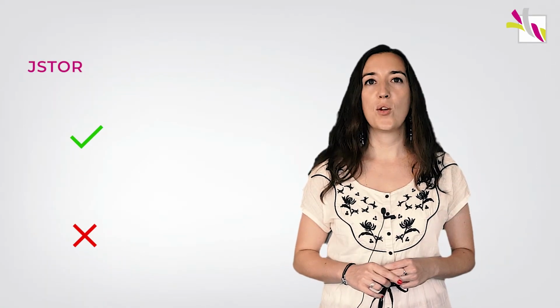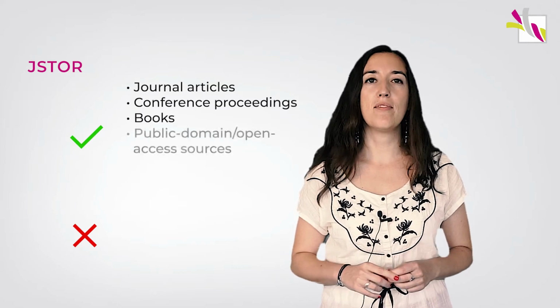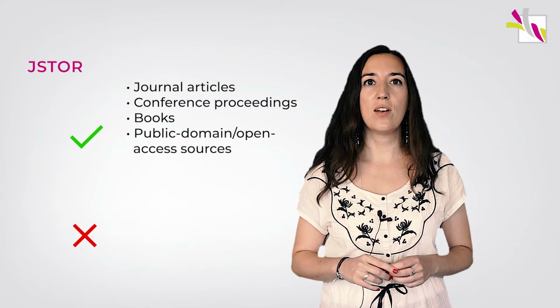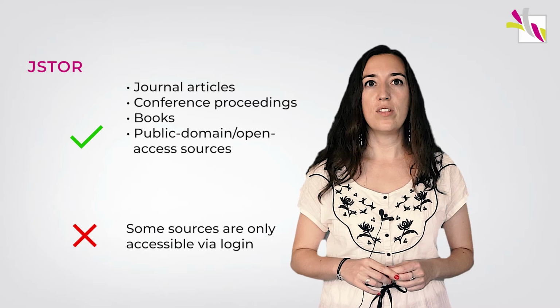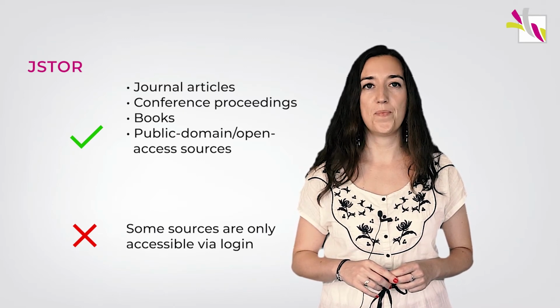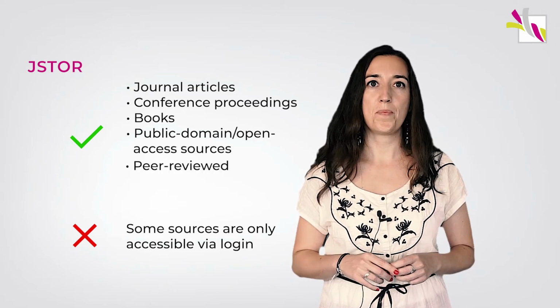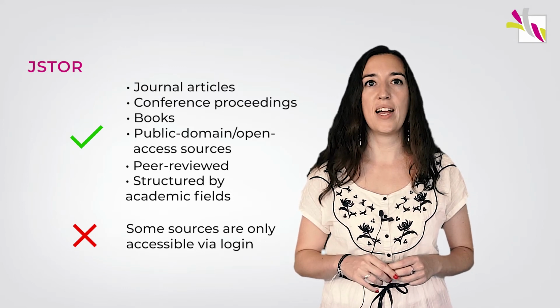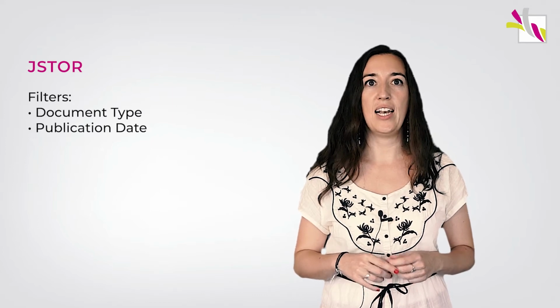JSTOR is a database that includes journal articles, conference proceedings, and books. There you can find numerous resources which are public domain or open access free of charge. However, some resources available on the site are only accessible by subscribing or logging in through an institution. For literature to be included on JSTOR, it must be peer-reviewed. The literature is also structured by academic fields, which makes finding subject-specific literature easier. Among its features are filters such as document type, publication date, and language.